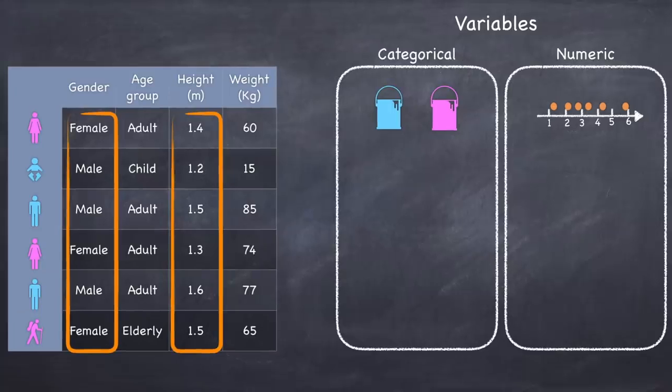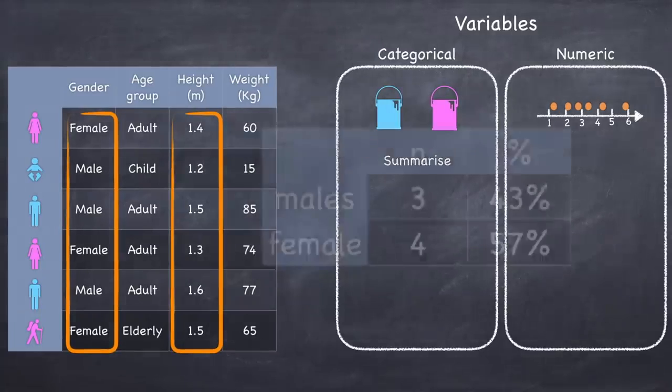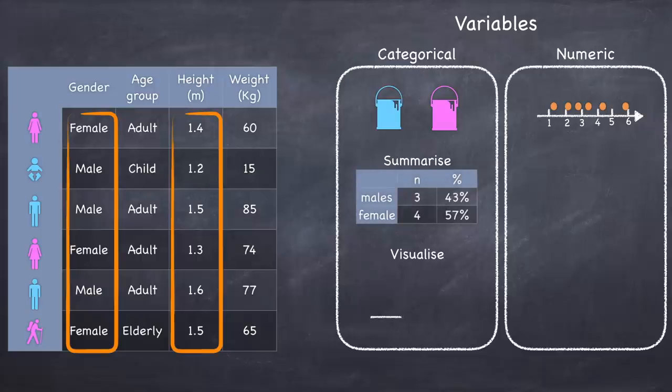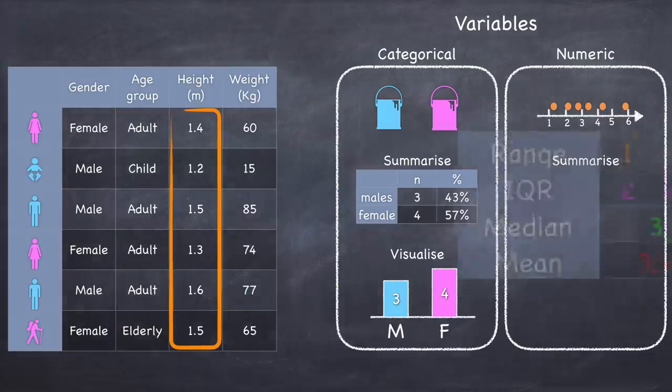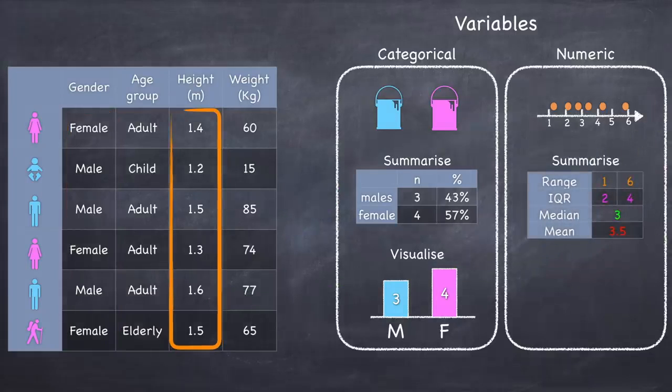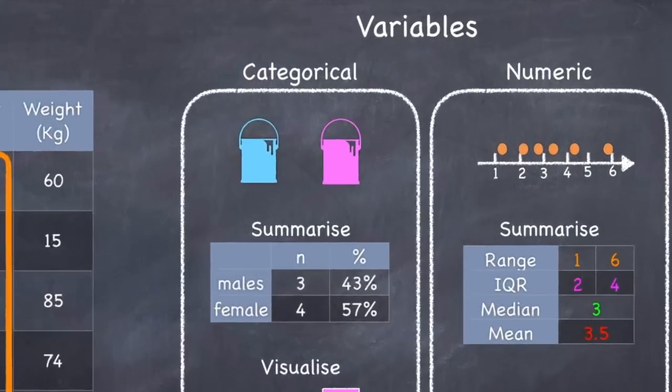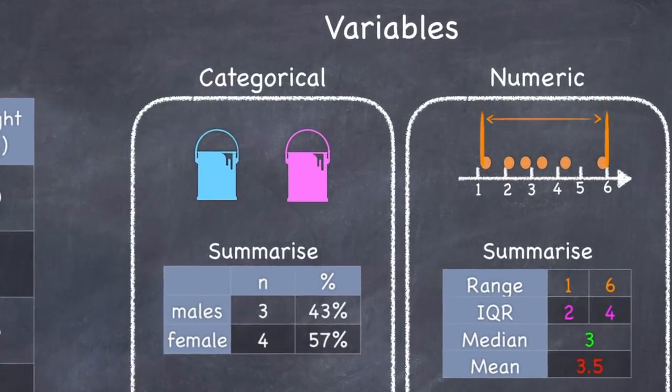Now, to better understand our data and to make sense of it, we summarize it and we visualize it. In the case of categorical data, we can count up the number of observations in any given category, and we can represent them in a table and on a bar chart. And to summarize numeric data, we're firstly interested in the spread or the distribution of the data. So we might describe the range of the data, the interquartile range. We could also include the standard deviation.